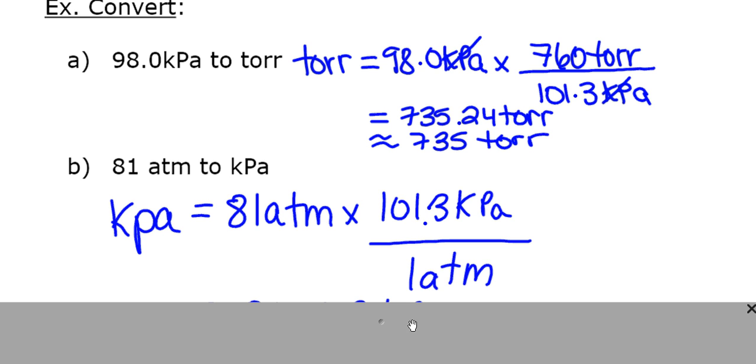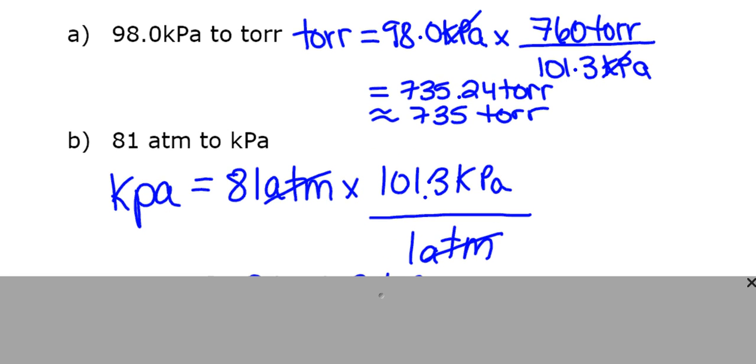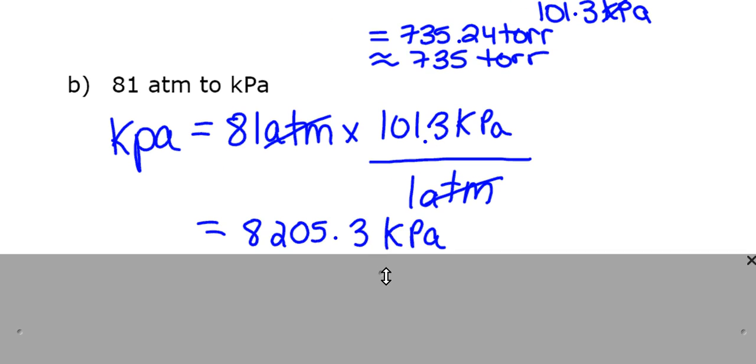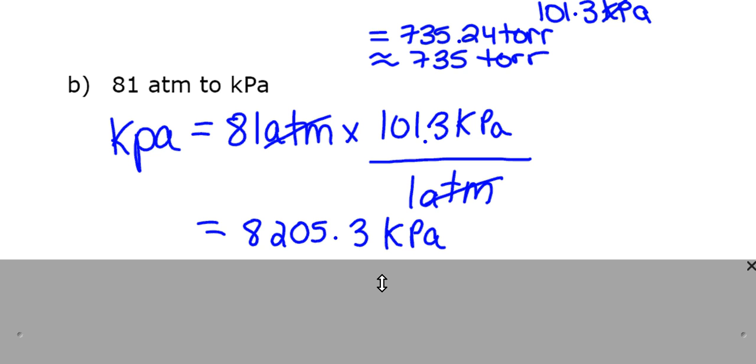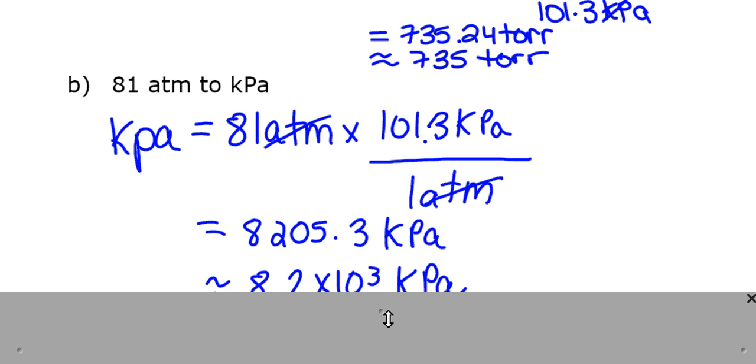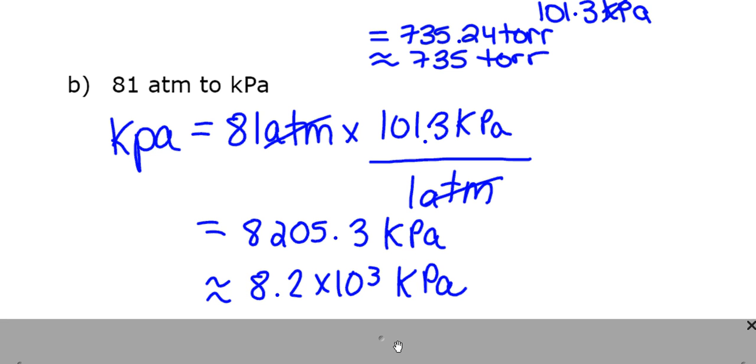So when you're setting up your calculation, you want to take your unknown again, 81, but this time we're going to use kilopascals and atmospheres. So the atmospheres will cancel, and you're left with kilopascals per unit. So 81 times 101.3 divided by 1. If we do that, we'll get quite a big number, 8,205.3 kilopascals. And if we were going to round this, it would round to 2 significant digits, so 8.2 times 10 to the power of 3.